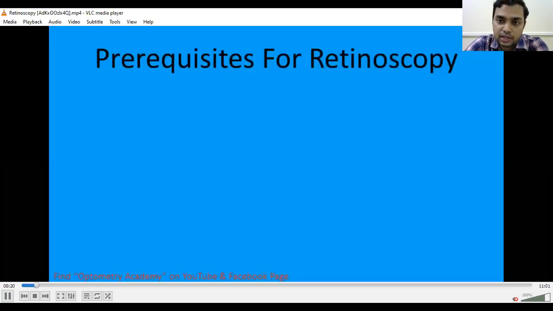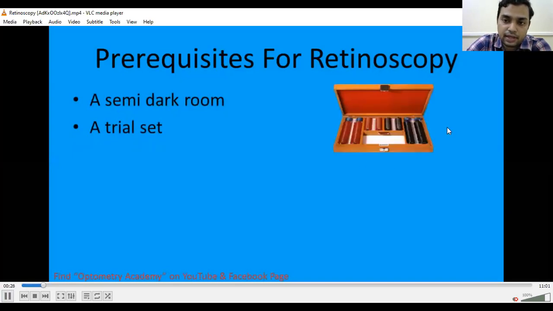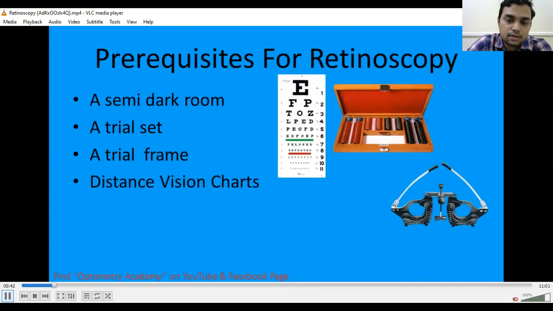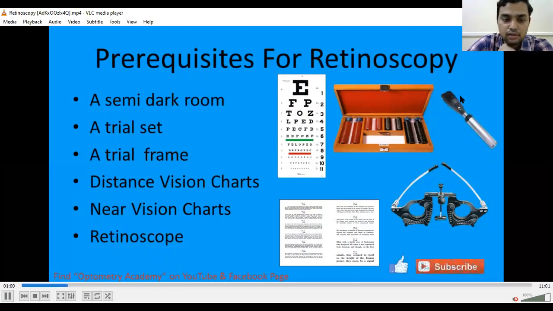So what are the prerequisites for the retinoscopy? So we need a semi-dark room first. Then we need a trial set which contains the different lenses. Then trial frame. This is the trial frame. And distant vision chart, that is the Snellen's chart, and near vision chart. So these are the prerequisites for retinoscopy. And anyway, we have to use retinoscope to find out the refractive error. This is the retinoscope, streak retinoscope, which is self-illuminated.